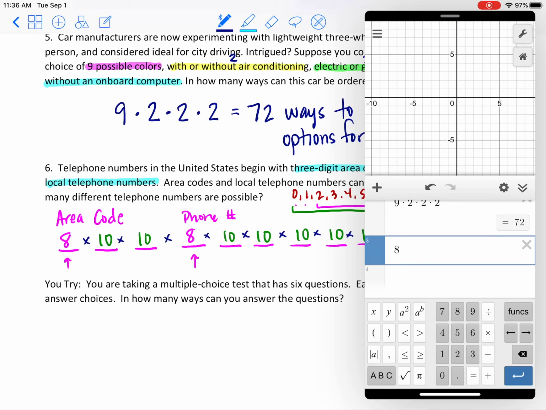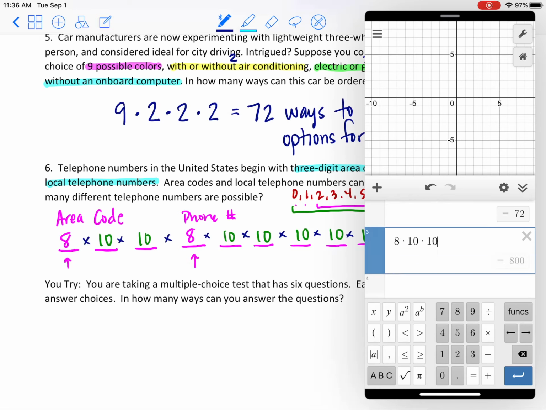Let's see. 8 times 10 times 10 times 8, and then 1, 2, 3, 4, 5, 6 more 10s. Now, notice the number here is written kind of strangely. 6.4 times 10 to the 9th, that's technically scientific notation. I'm going to put this up here in a second, but 6.4 times 10 to the 9th means the decimal has to move 9 more places to the right.